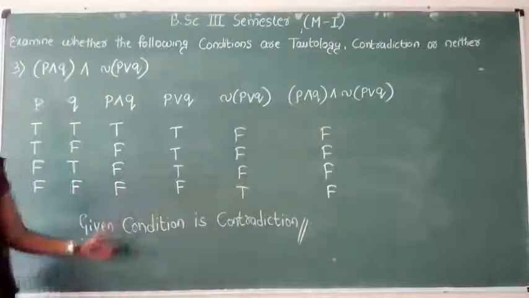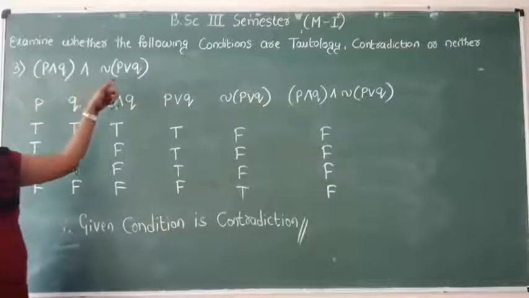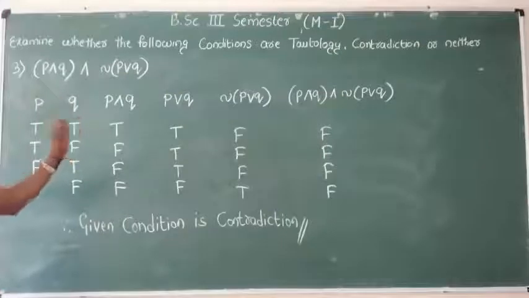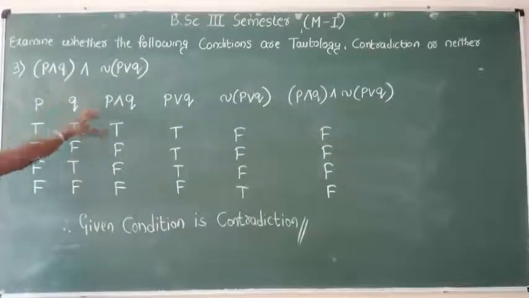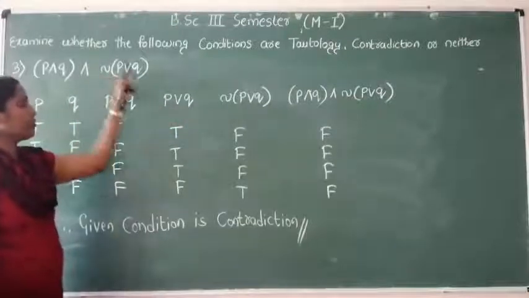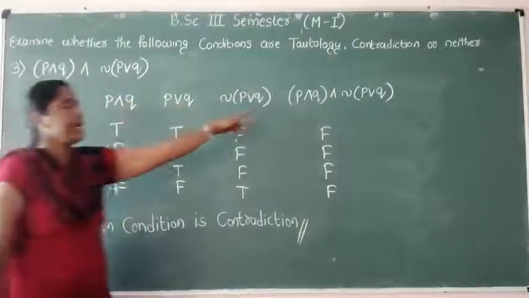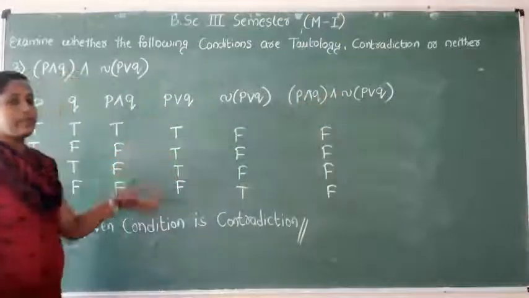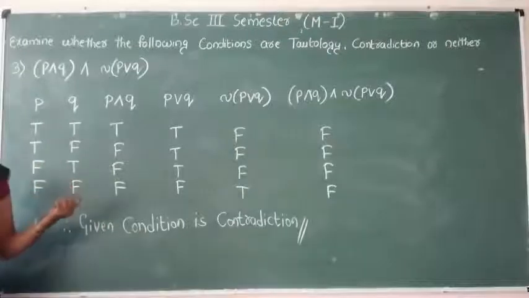Got it? So this is the third example, that is P and Q and negation of P or Q. First describe whichever type is given, after that combine those terms. First P, after Q, P and Q, P or Q, after that negation of P or Q, combine these two terms: P and Q and negation of P or Q. By definition we have to write this one to check whether it is a tautology or contradiction.